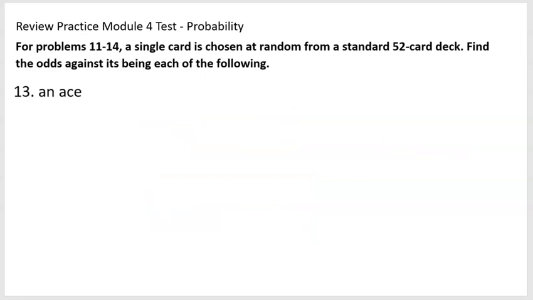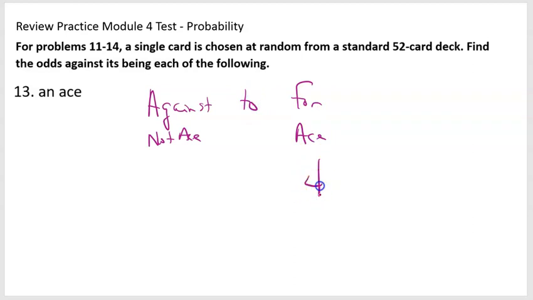So we're going to choose a single card from a standard 52 card deck. Find the odds against an ace. Okay, so again, if it's odds against, you write against as the first number. So basically not an ace. And 4 is the second number, which is an ace. And then you just go counting cards. So how many aces do we have in the stack? 4. How many of them are non-aces? The rest of them, which is 48. So 48 out of the 52 are not aces. 4 out of the 52 are aces. Notice if you add these numbers back together, you get the total of the 52 cards.